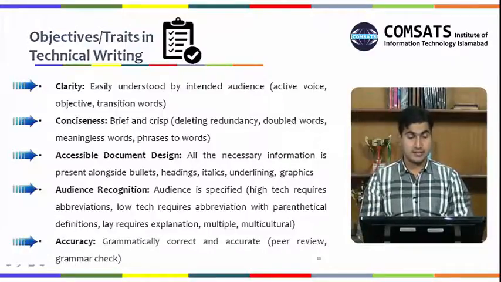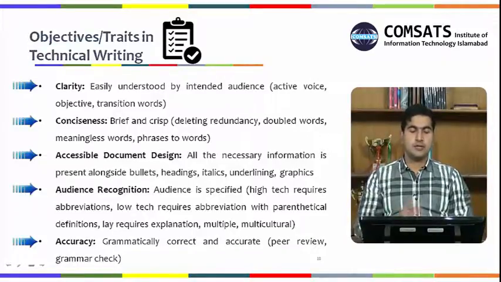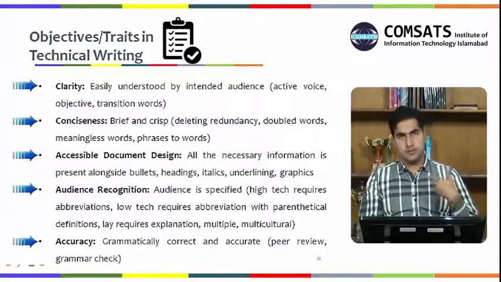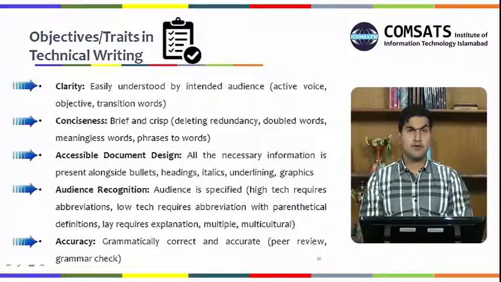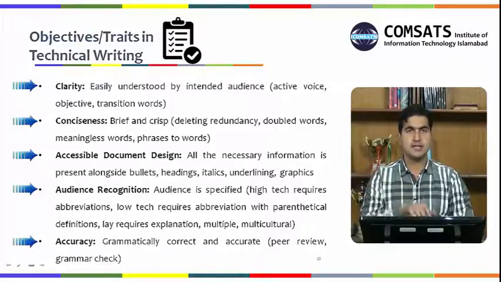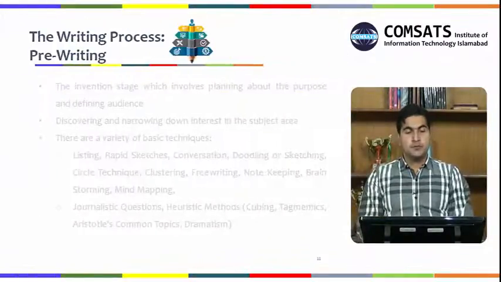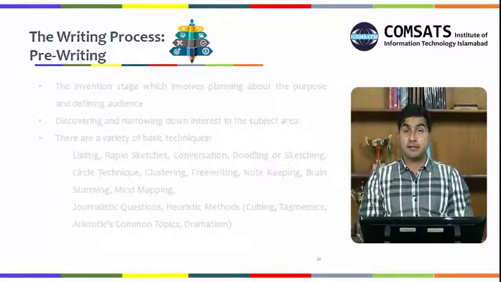And what else it demands is that there should be accuracy, and accuracy is basically grammatical correction and accuracy. This is basically achieved by your peer review and by using some grammar check techniques or software. So through that, you make it an accurate document as well, and this is basically expected from technical writing. You move ahead, and then we talked about the writing process.